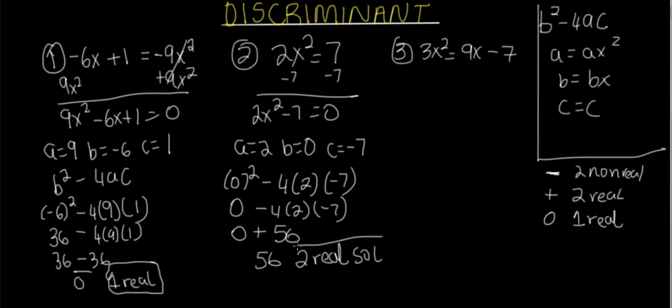So the problem would say something like, use the discriminant to determine how many solutions and what type. So this is how you do it.